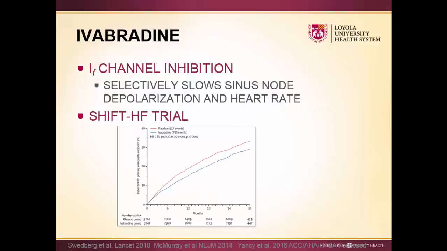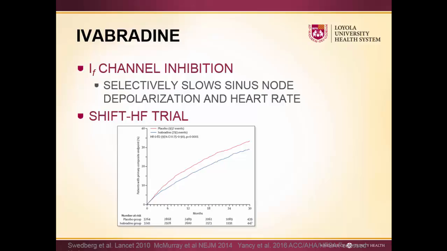The one trial that looked at heart failure patients randomized patients who had low ejection fraction, ejection fraction less than 35%, and who were already on goal-directed medical therapy. So they were already on beta blockers, ACE inhibitors, and the mineralocorticoid receptor antagonists.